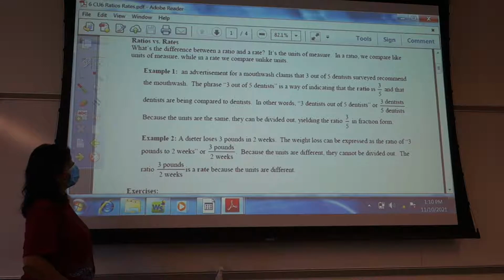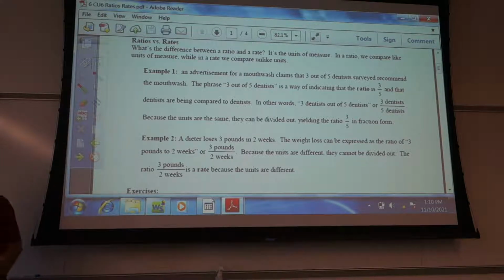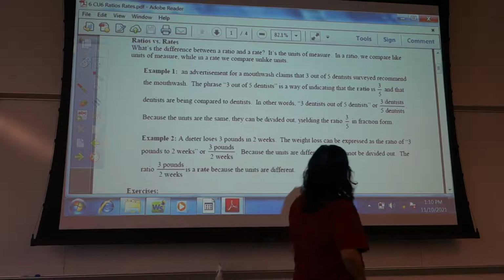Keep going, one more, last line. Because the units are the same, they can be divided out, yielding the ratio 3/5 in fraction form.